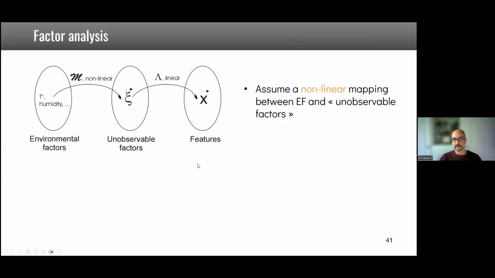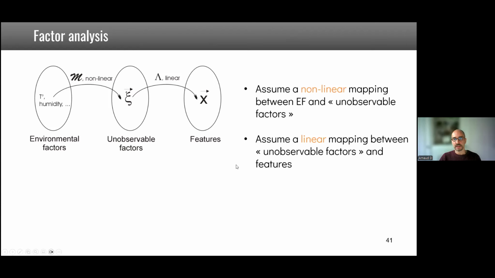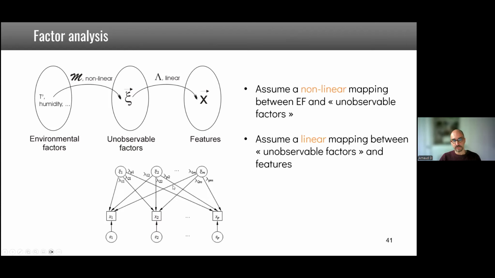So this is the idea. And this linear mapping can be represented like this. And the idea is that if I have this linear mapping between my unobservable factors and my features, then I can always, let's say, take a measurement, find the best fit with this linear transformation, and then look at the residual. And this is what will allow me to look at damage, for example.